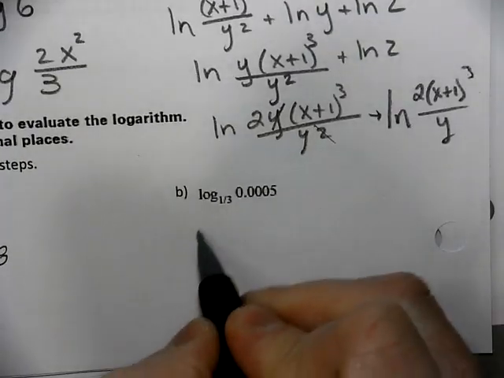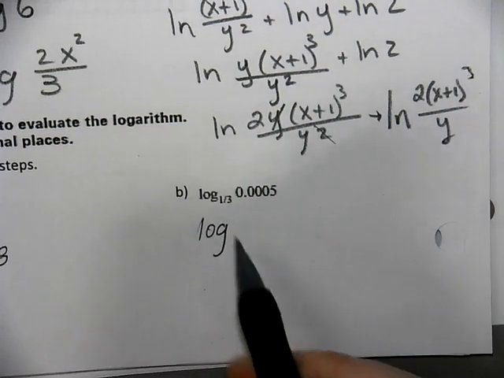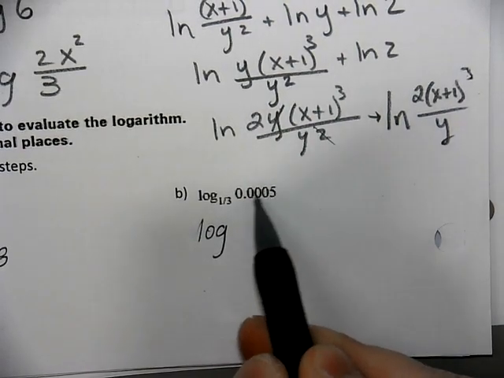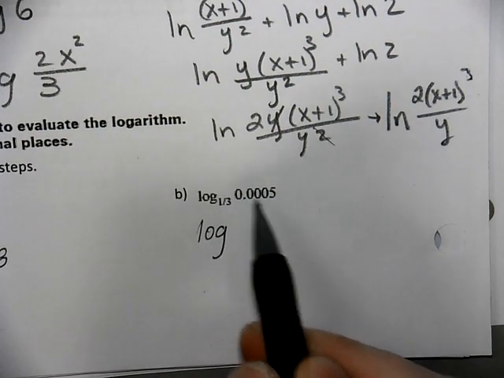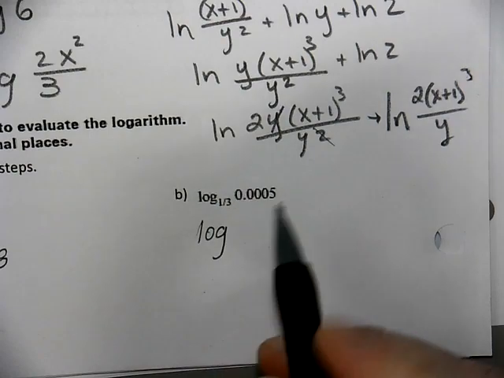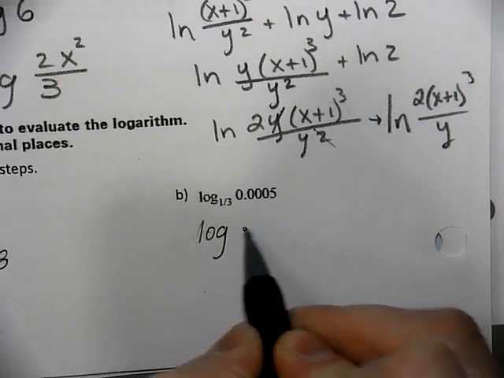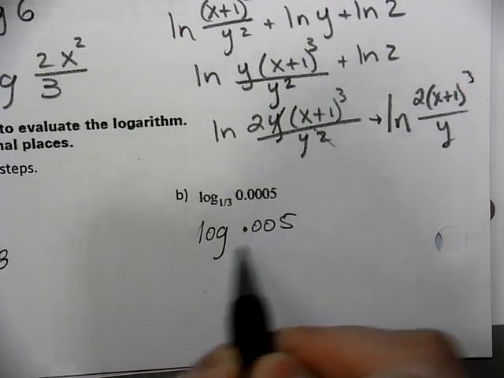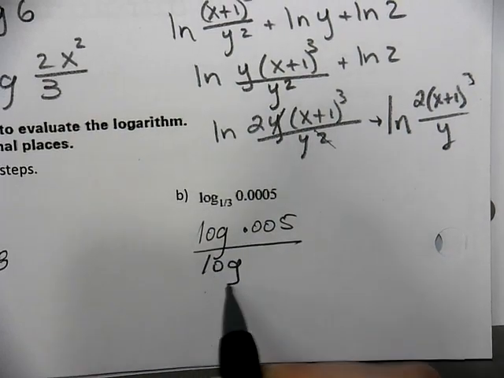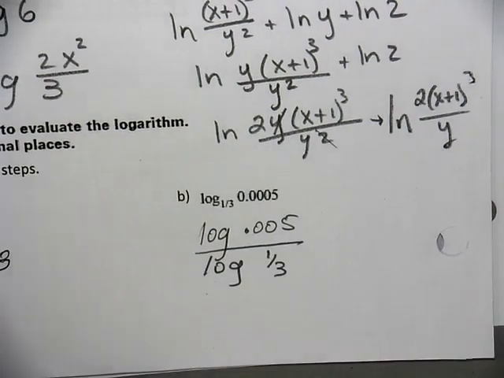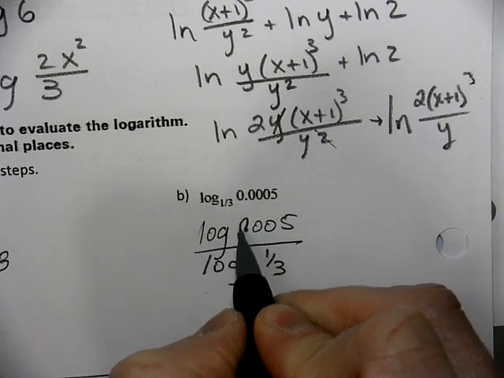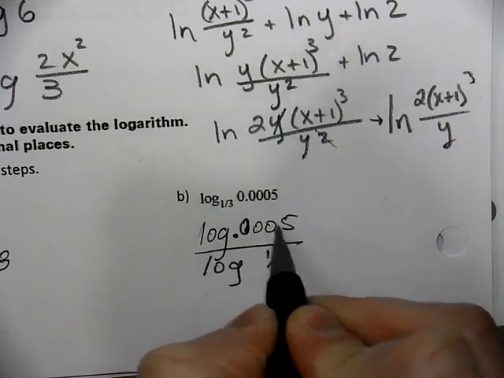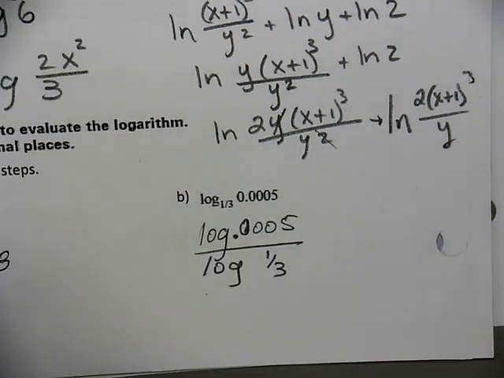This next one, we have log. Notice how the 0.0005 is a bigger, physically larger number. It's smaller in terms of value, but it's on top of this 1/3 essentially. So that goes on top of the fraction. This change of base formula is the only place where you write log on top of the fraction and on bottom of the fraction. It's the only place. Make sure you have 3 zeros before the 5.